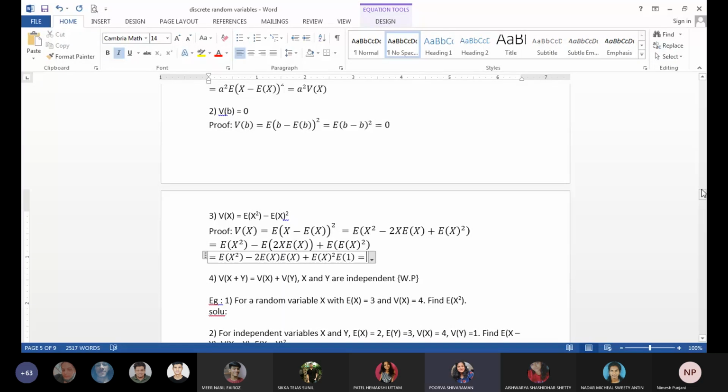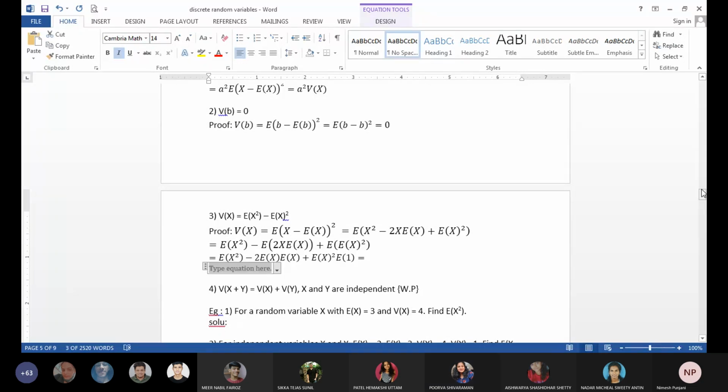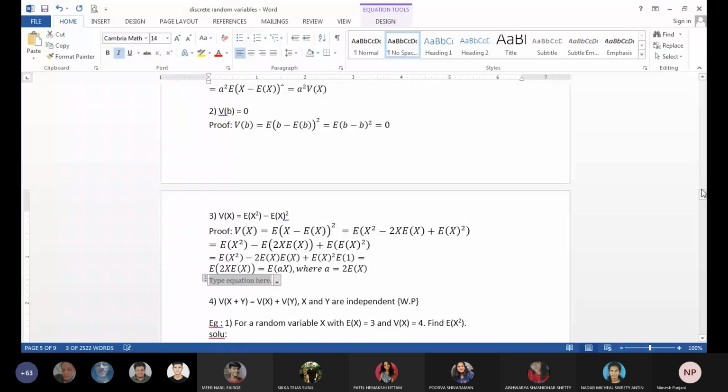Right? Okay. I'll just type it. Expected value of 2 x E x, this I write as expected value of a x, where I am taking a as 2 E x. Okay?